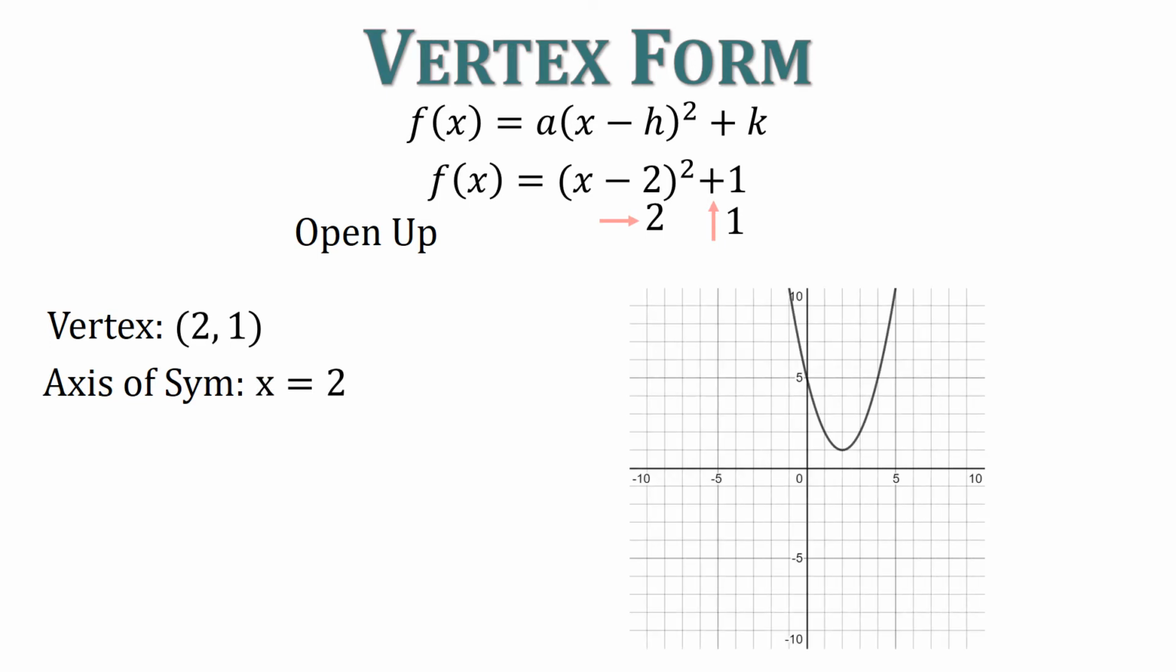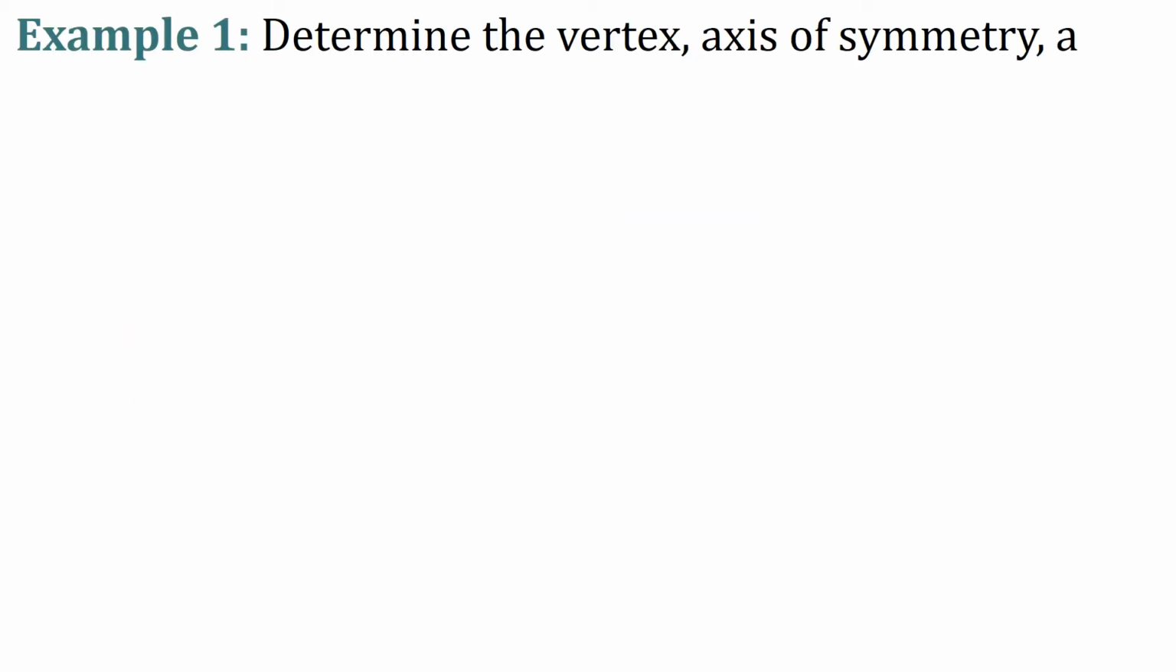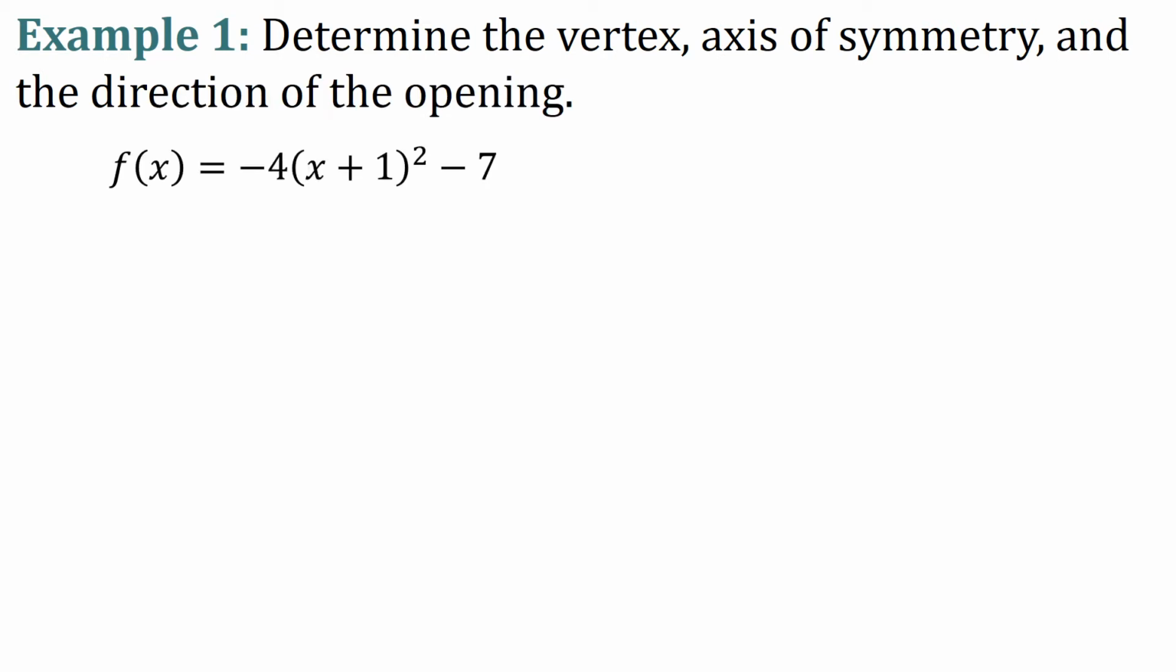So the graph of this function can be seen here. You can see that the minimum of our vertex is indeed at (2, 1). And you can see that the axis of symmetry is x = 2. So let's do a complete example. We're going to determine the vertex, the axis of symmetry, and the direction of the opening.